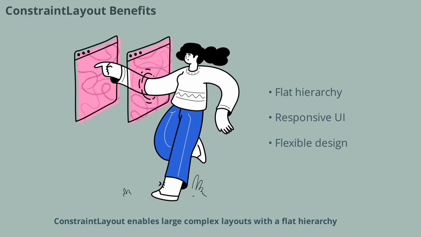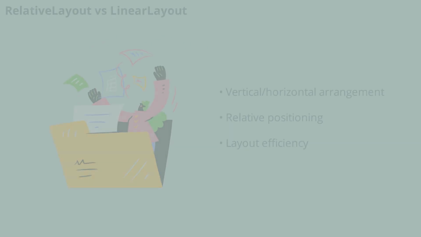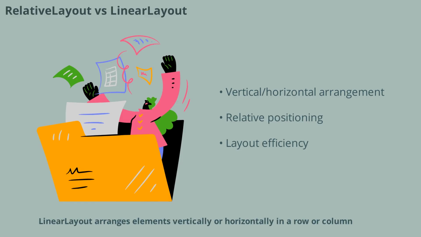ConstraintLayout enables large, complex layouts with a flat hierarchy, improving performance and flexibility. It allows responsive UIs that adapt to different screen sizes and orientations, making it easier to design dynamic interfaces in Android Studio. LinearLayout arranges elements vertically or horizontally in a row or column, while RelativeLayout arranges elements relative to the parent or other elements. Choosing the right layout is essential for efficient UI design and interview questions about layout management.